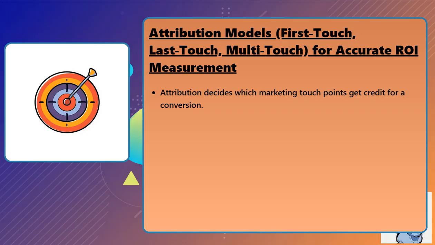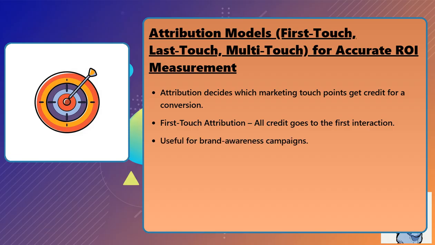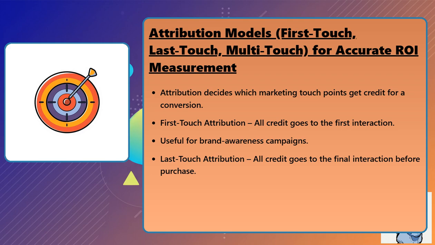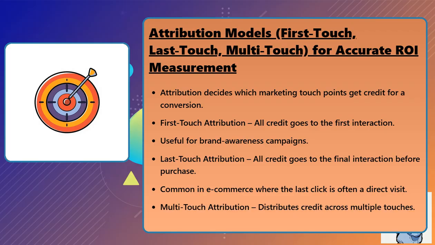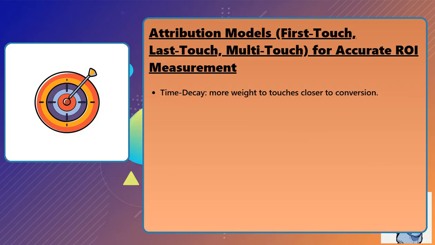Attribution decides which marketing touchpoints get credit for a conversion. First touch attribution: all credit goes to the first interaction. Useful for brand awareness campaigns. Last touch attribution: all credit goes to the final interaction before purchase. Common in e-commerce, where the last click is often a direct visit. Multi-touch attribution distributes credit across multiple touches. Linear equals share to each touch. Time decay: more weight to touches closer to conversion. U-shaped: heavy credit to first and last, lighter to middle.